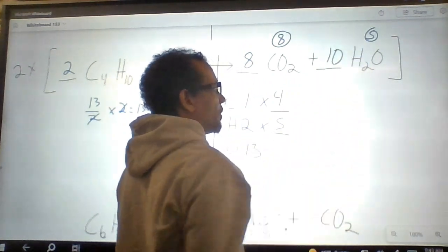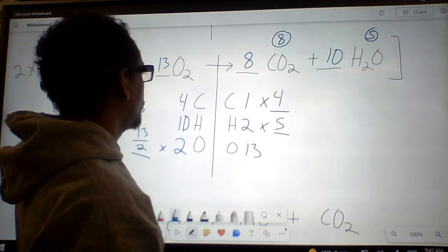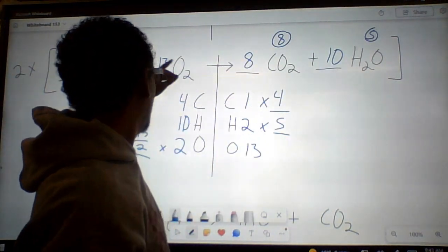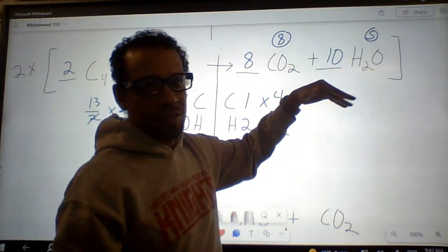Then, of course, we just want to make sure that everything is balanced. 8, 8, 20, 20. And then now we have 26. Here we have 16 plus these 10 is 26.